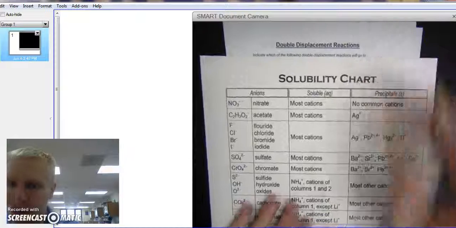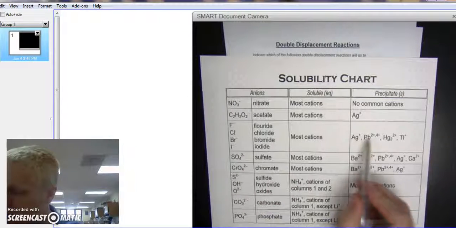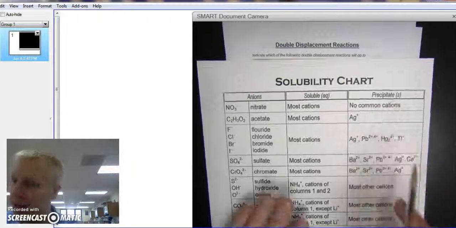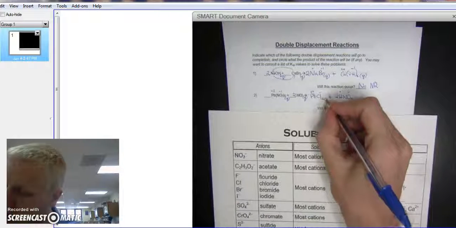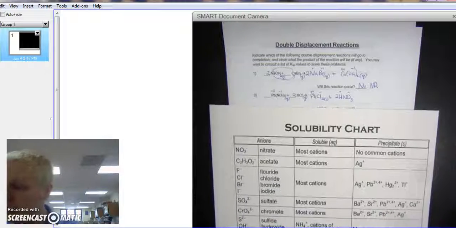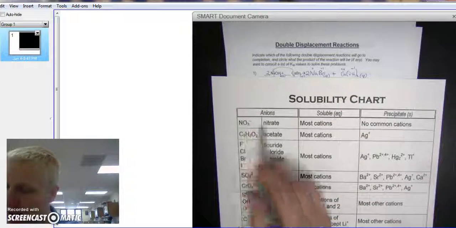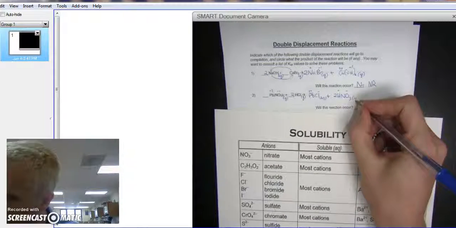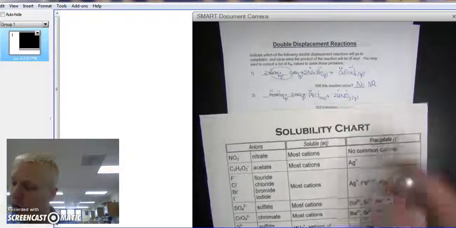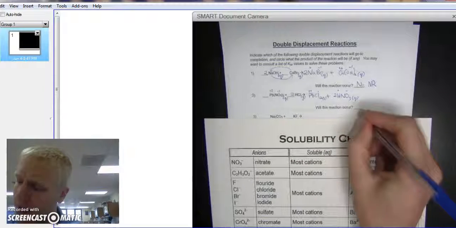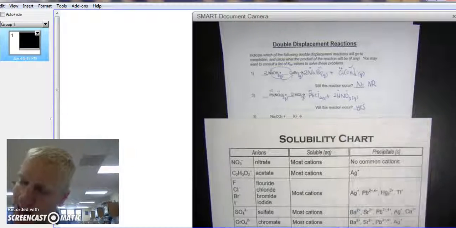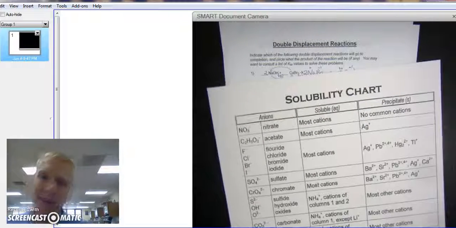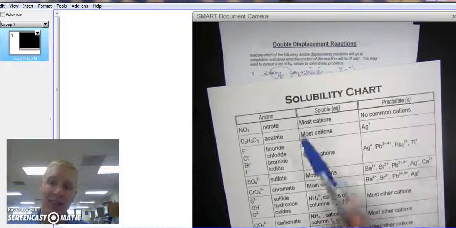PbCl2. Alright, so chlorine is right over here. Ooh, Pb is right here under the solid section. So this PbCl2 definitely is a solid. And HNO3, nitrates, these are always soluble, they're never precipitates, so that's going to be aqueous. So we have one solid, one aqueous. Will this reaction occur? The answer is absolutely yes. It will occur. And that is double replacement reactions using the solubility chart.